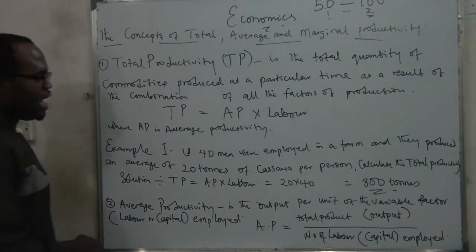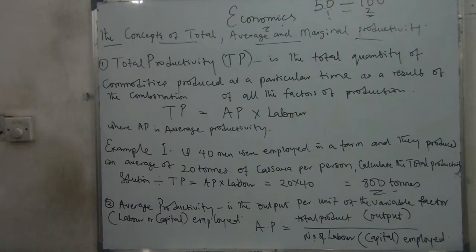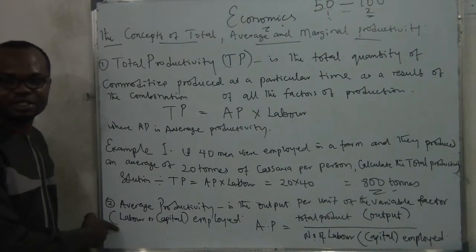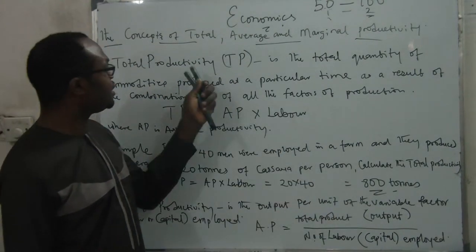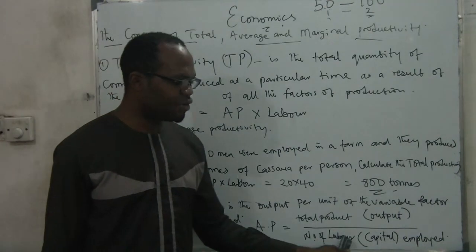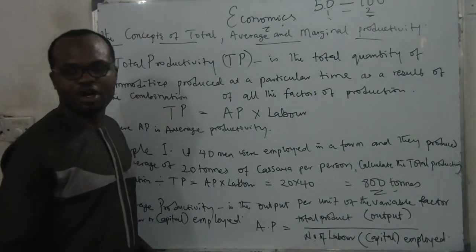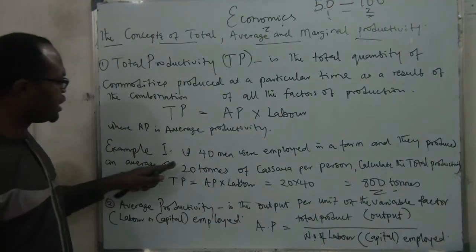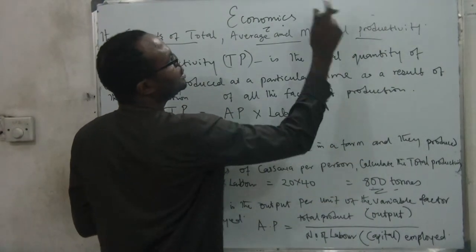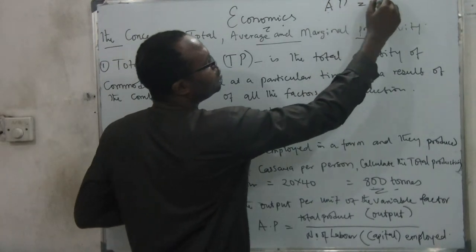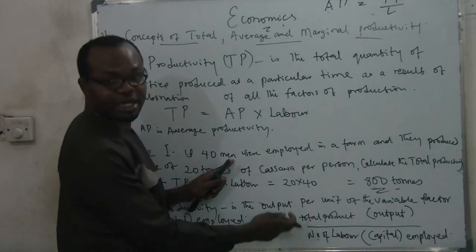Average productivity. Average productivity is the output per unit of the variable factor. And the variable factor is normally labor, isn't it? Or capital employed. So AP is normally total productivity, TP, all over what? Number of labor. So let's say they told you that the total productivity of a group of 40 people, 40 men, is 800. What is the average productivity? Total productivity all over what? Number of labor or number of capital, is it not? That's what the formula here says.